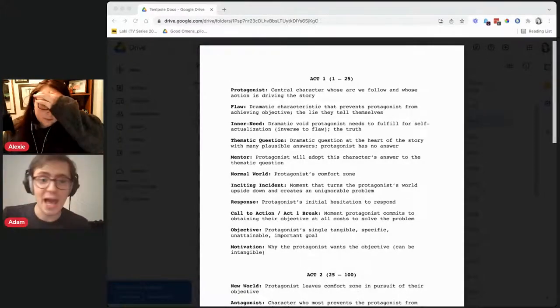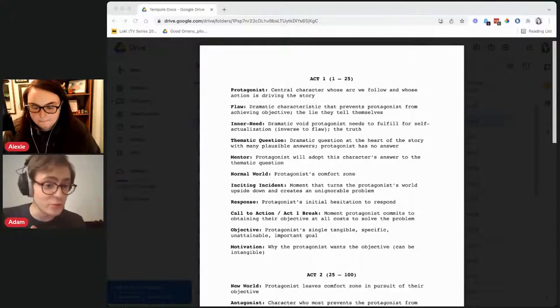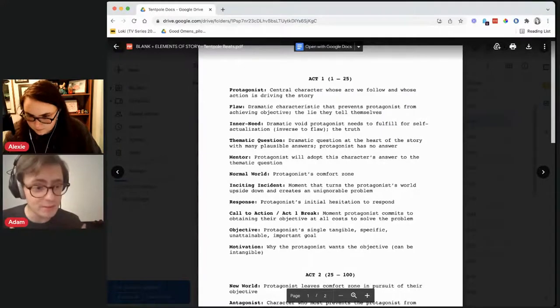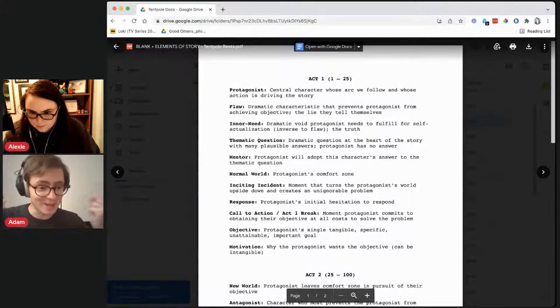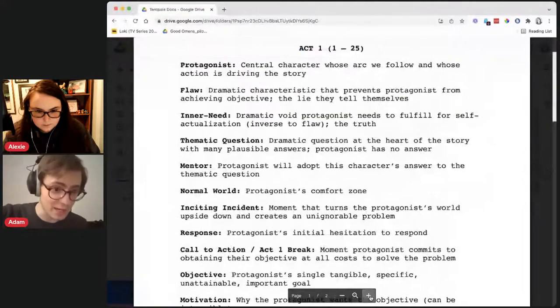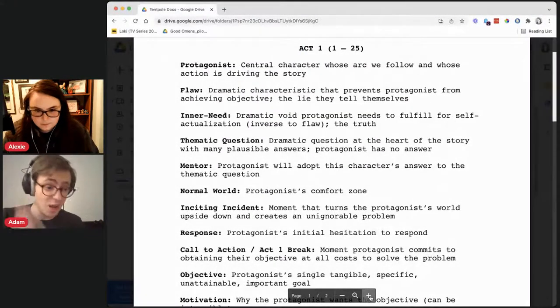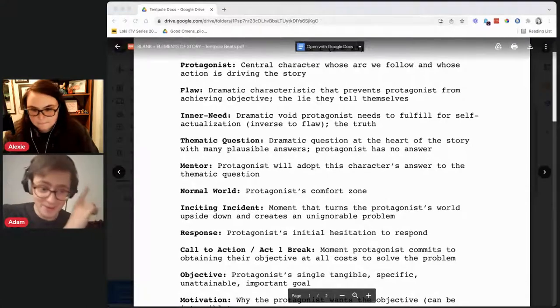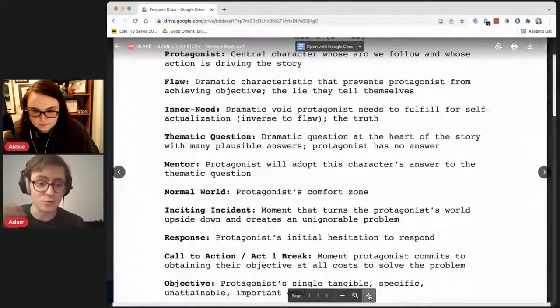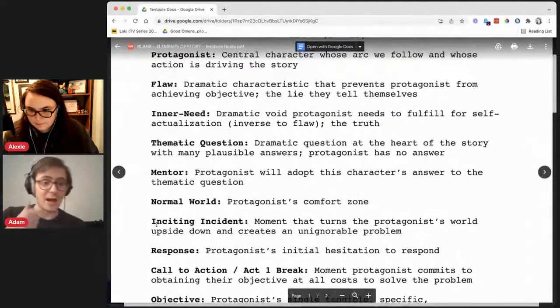So the protagonist is the central character whose eyes we follow, and they have the central change of the story, the emotional journey, their dramatic flaw and inner need. The flaw is the lie they tell themselves in the beginning of the story that's integrated with their status quo, and the inner need is the truth that sets them free that they discover on the way. They are not consciously aware of their inner need or really their flaw. This is a subconscious dichotomy that's revealed through choices.